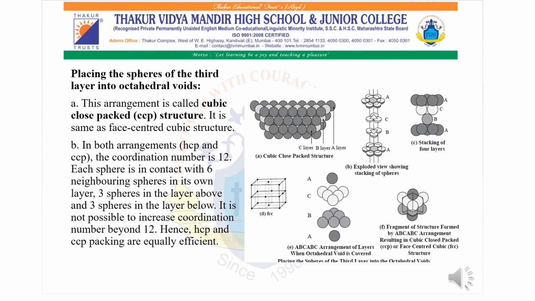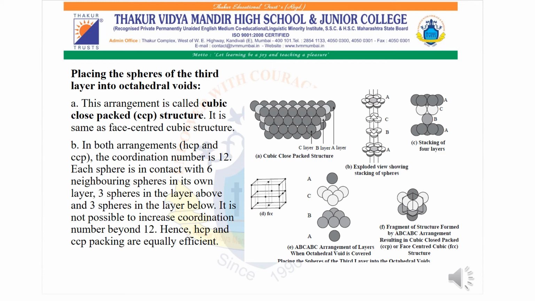Moving ahead with the placing of sphere of the third layer in octahedral void, or we can also call this as ABC type of 3-dimensional pattern. So here the sphere of the third layer can be placed into octahedral voids. The arrangement of the third layer is different from the first and second layer. Mind you, please note this. Hence, third layer is designated as C layer, and the structure is called as ABC type of structure.